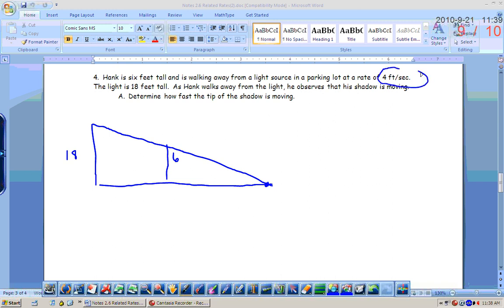He's walking away from the light at a speed of 4 feet per second. So that's the derivative of his distance from the light, right? So what we need is a variable that represents the distance that Hank is from the light. So you've got to let x be that part right there, just that little part right here. And then we're going to let y be the whole length of the other side, or the whole base of that big triangle right there. So tell me a relationship between x and y.